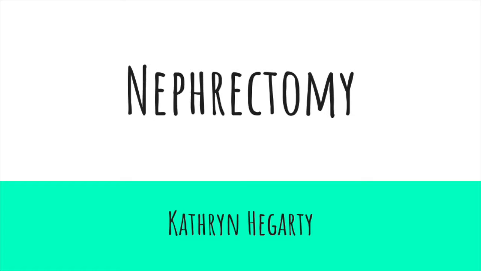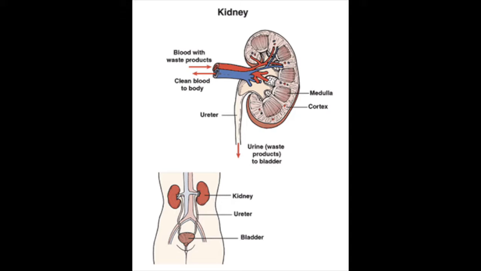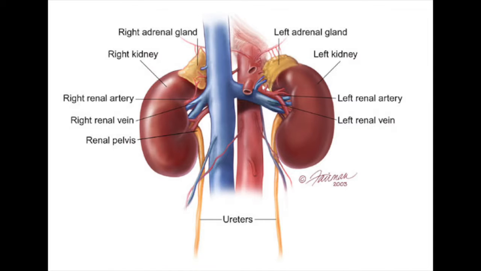A nephrectomy is the surgical removal of one kidney. The anatomy and physiology consists of the kidney, hilum, renal cortex, renal pyramid, renal medulla, ureter, renal pelvis, major and minor calyces, and the renal capsule. The kidney forms urine and filters the blood.